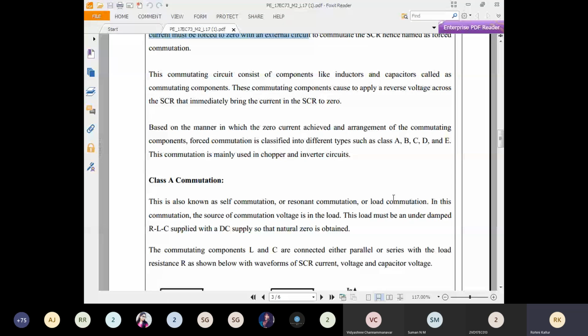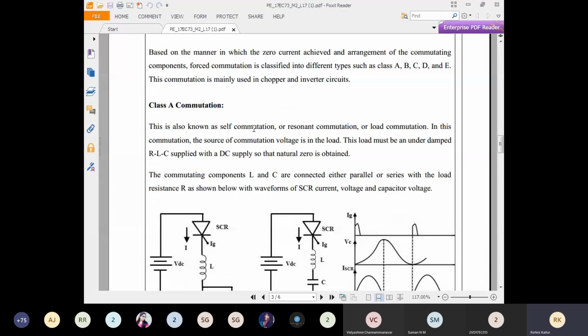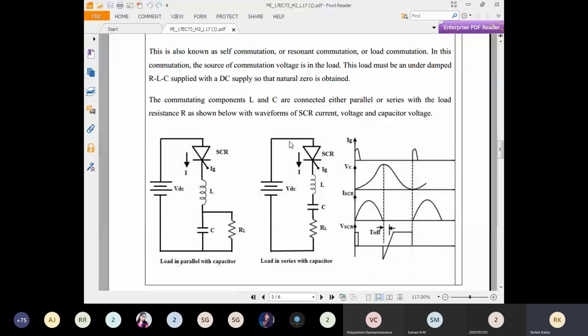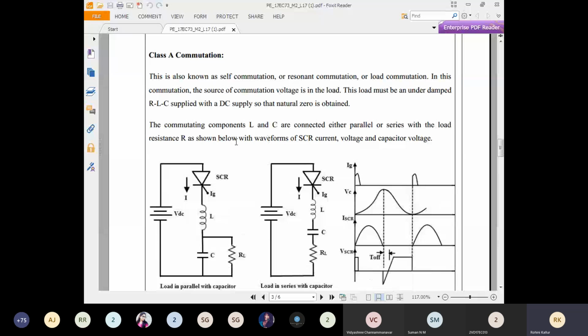Yes, ma'am. Okay. So in the last syllabus, this was a separate module or unit where we learned all the combinations, class A to class F. But for your syllabus, you have only two: class A and class F. So the first one is class A commutation.